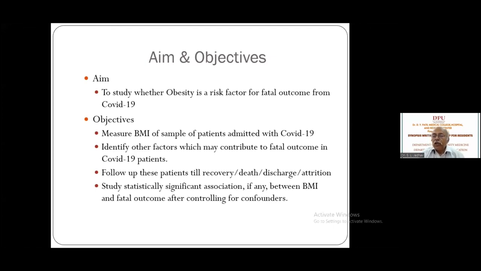I will take the mean BMI of those who have survived, the mean BMI of those who succumb, and then find whether there is any statistical difference in the mean BMI. Different tests are there, and then I will also try to control for confounders. So this is how I have just given an illustrative example. According to your own research question, you will have your own aim and objective.